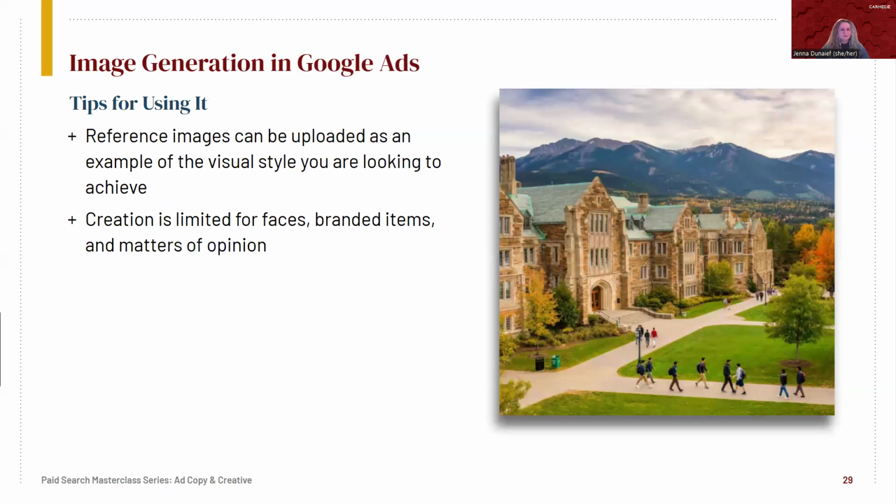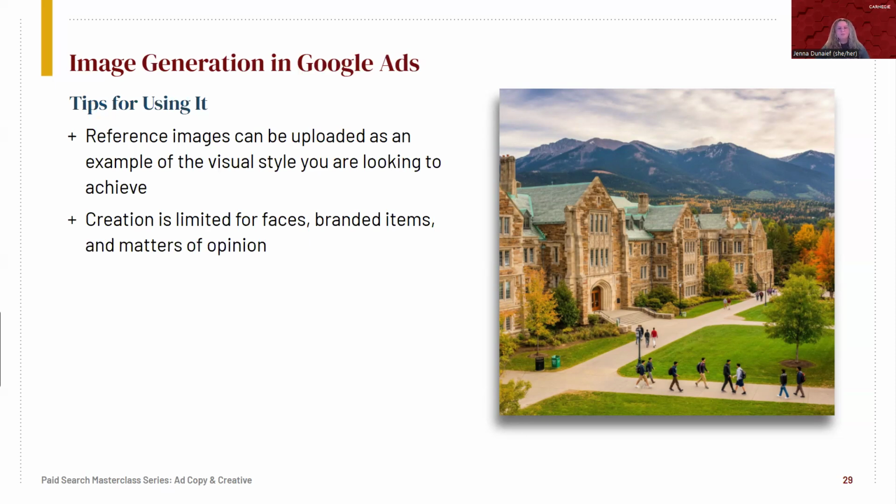A few tips for using it. You can upload reference images as an example of the visual style you are looking to achieve. So if your institution has a specific look, you can try and have Google create images similar to it. Image creation doesn't do well with faces, brands, or opinions, which can sometimes make generated images look like AI. So it likely will require several prompts to create a usable, believable image.